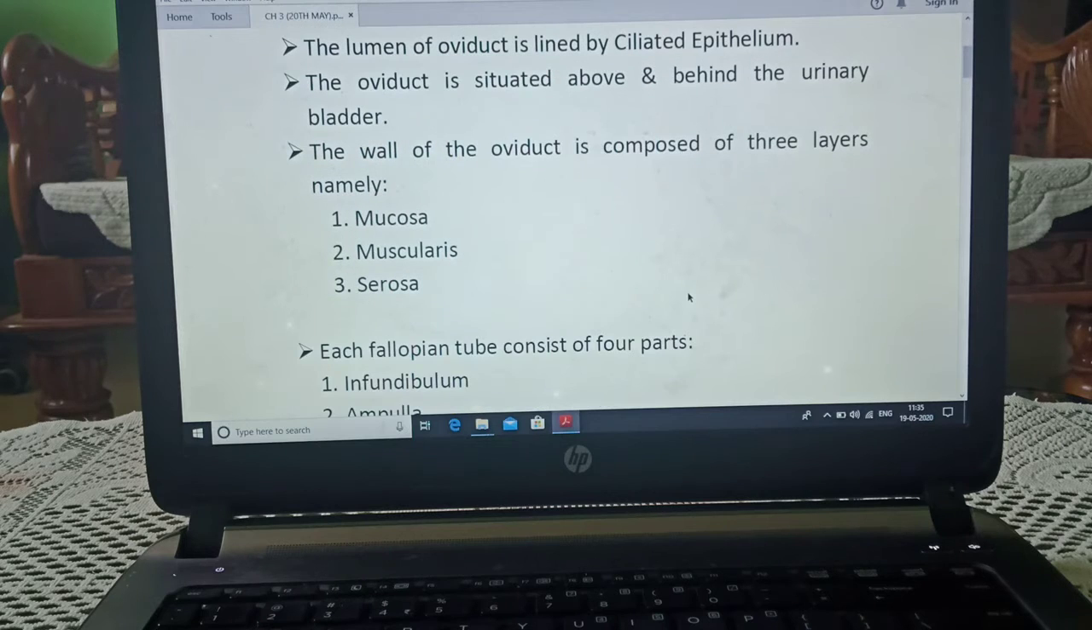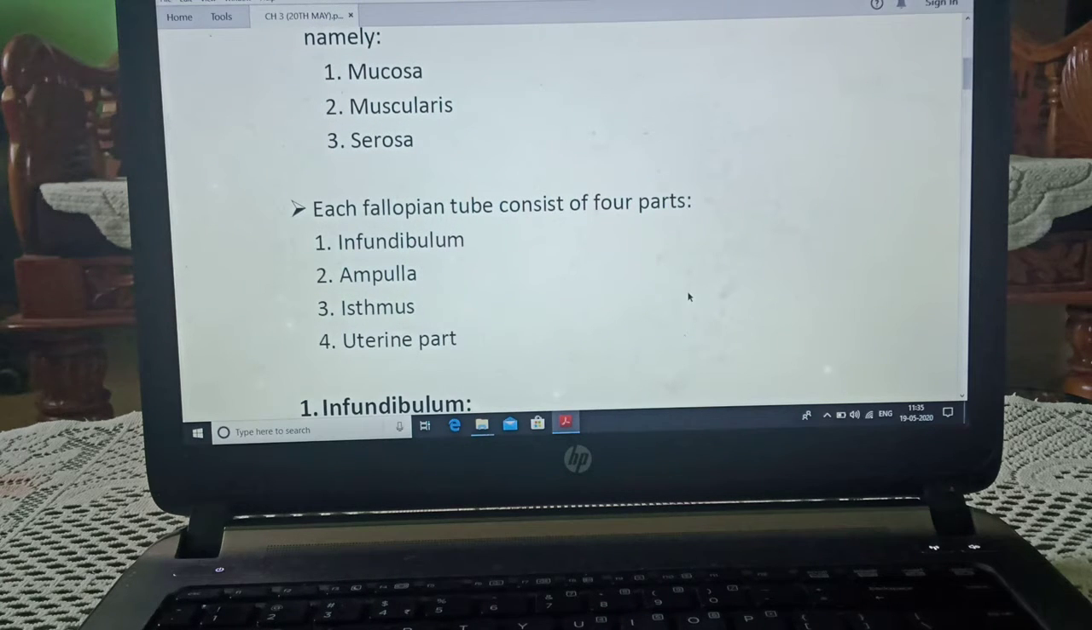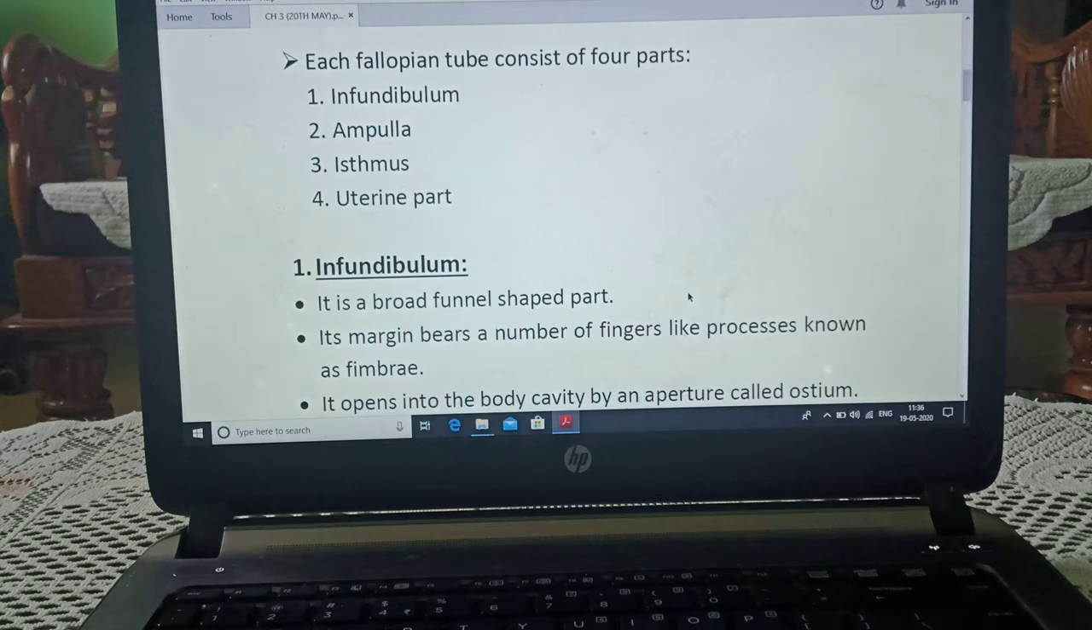The wall of the oviduct is composed of three layers, that is mucosa, muscularis and serosa. Each fallopian tube consists of four parts: infundibulum, ampulla, isthmus and uterine part.